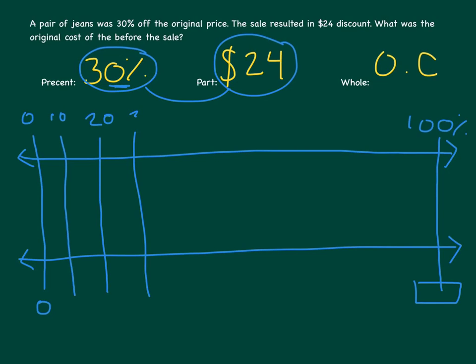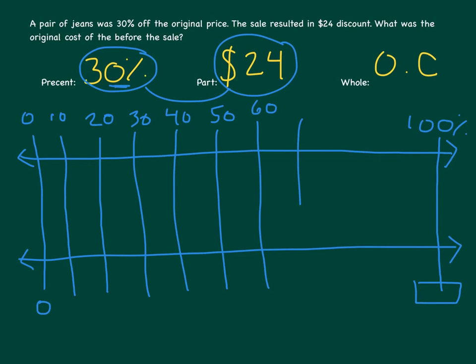Then this would be my 30%, 40%, 50, 60, 70, 80, and 90.